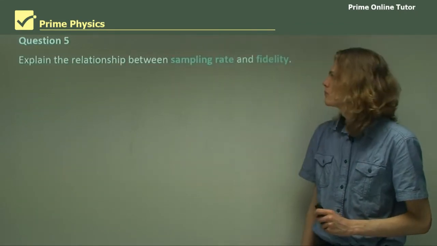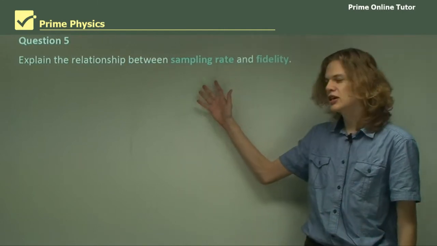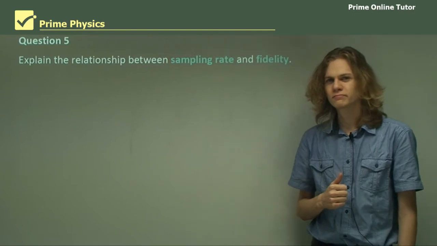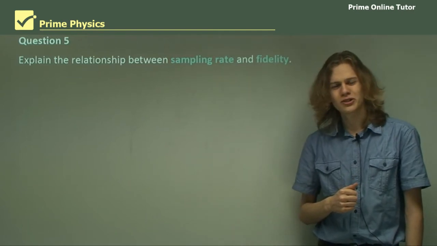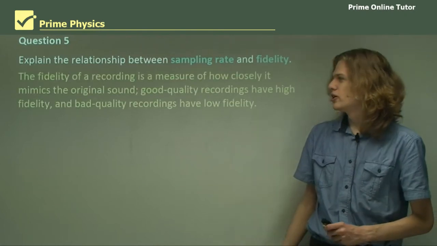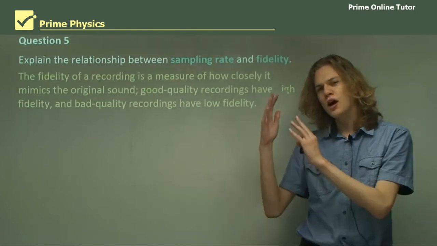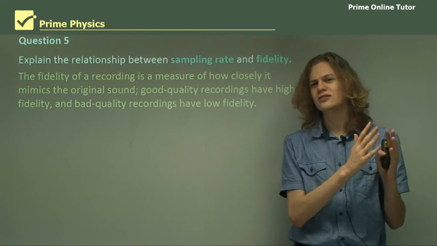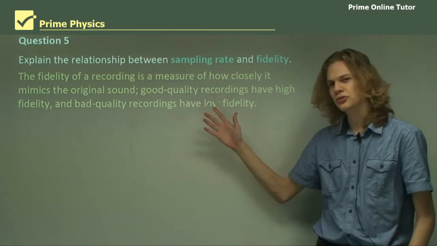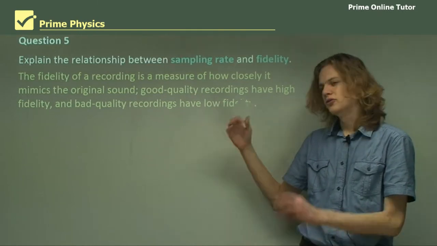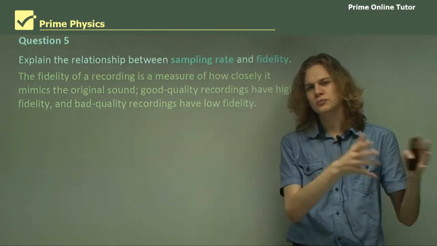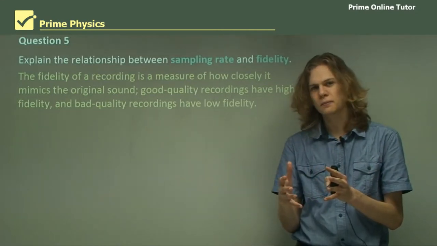Question 5. Explain the relationship between sampling rate and fidelity. Can you figure this one out? It shouldn't be too hard. The fidelity of a recording is a measure of how many segments we split it into, or rather, how closely it mimics the original sound. Whereas the sampling rates are how often we split a recording per second.